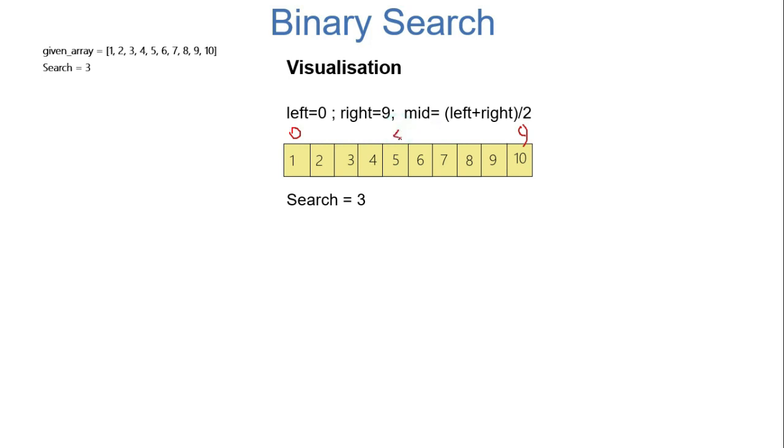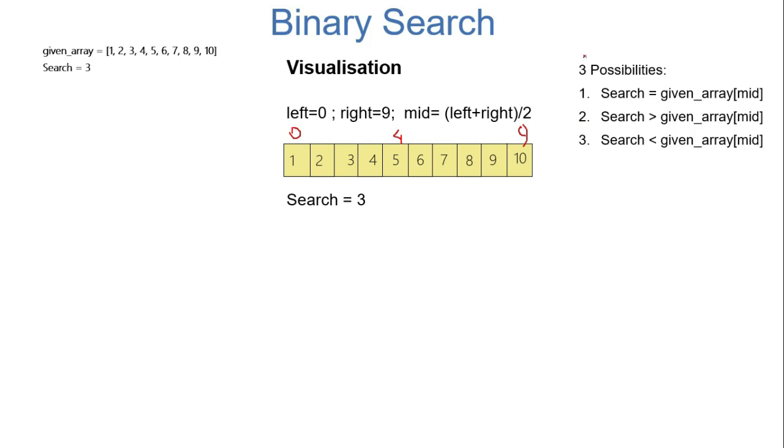So index number 4 is here, which gives us element 5. Every time we search, we will compare the search to the given array mid, which is 5. When we compare it, there will be three possibilities. The first possibility is the search equal to the given array mid, which is 5. The second possibility is the search is bigger than the given array mid.